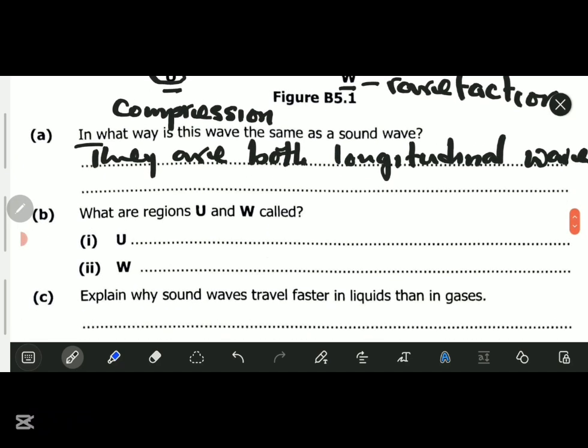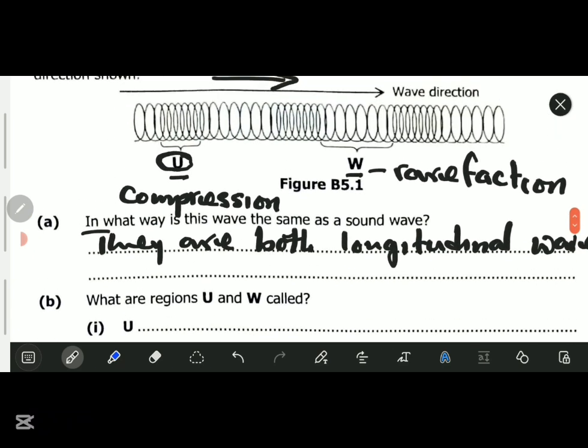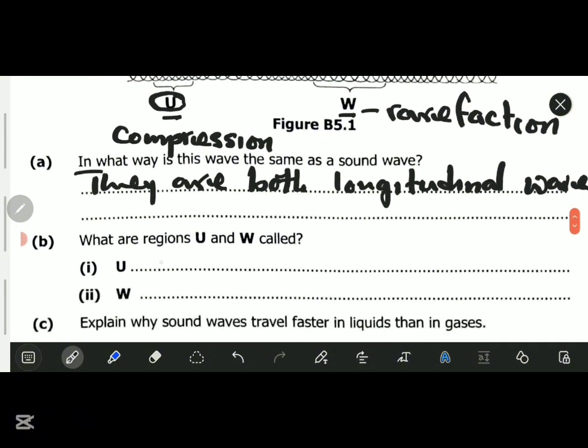So let's go to B. What are regions U and W called? We've already looked at that. So U is compression, and W is rarefaction.